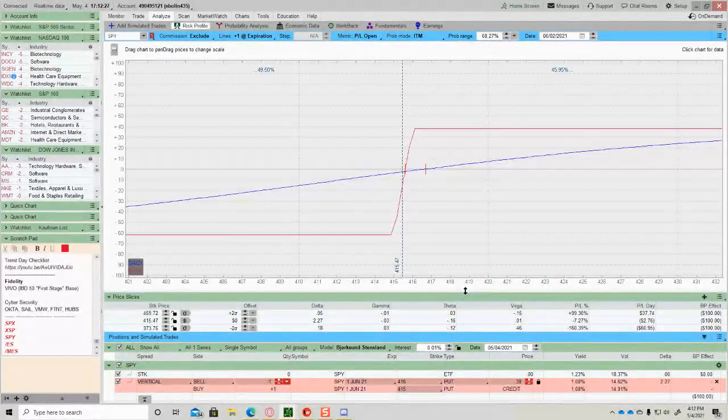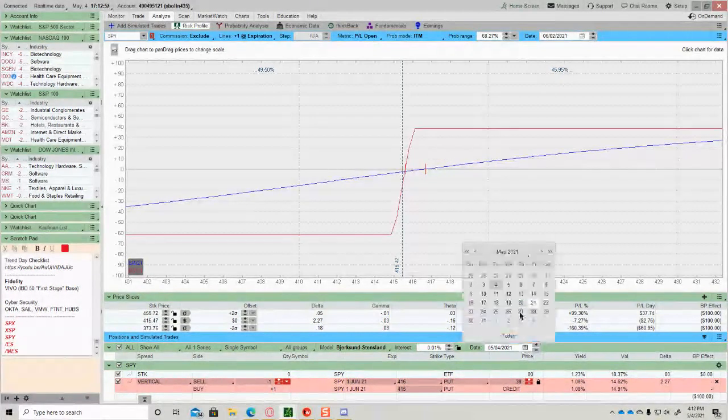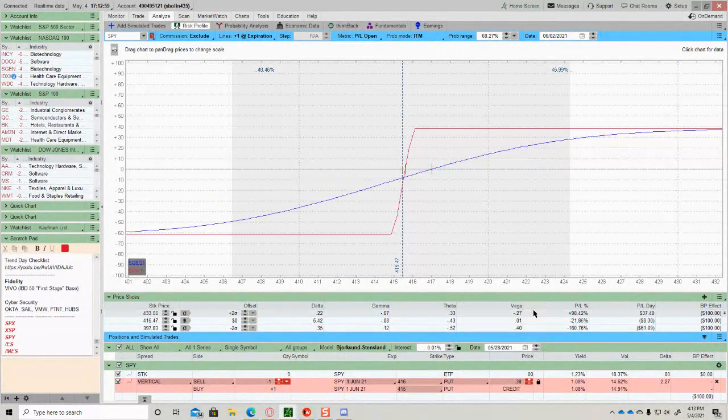So here's a vertical. What if price goes down? I can move price on here and see what it will do to my trade. What if price goes up? I can move price on here and see what it'll do. I can move the volatility, make it go down, make it go up. I can move the time. So I can go forward into the future and see what this thing would be worth at the end of May. What if time goes by and we go all the way to the end of May? What will happen to my trade at that point?